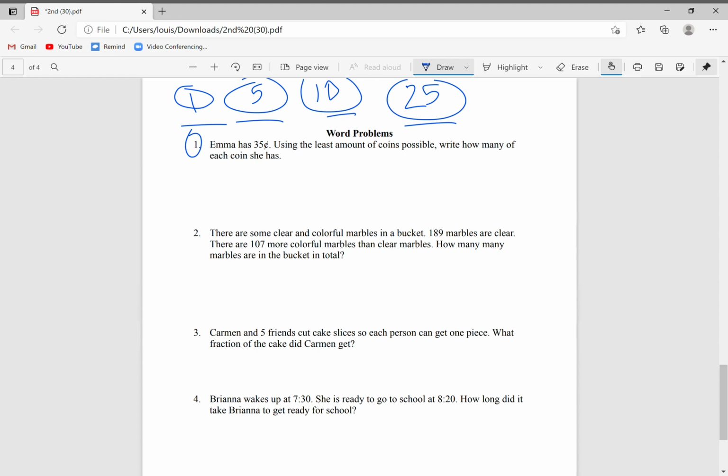she has. Now, if you're not reading the problem correctly, you might be thinking that there's almost an infinite number of combinations that she can do. There can be 35 pennies, or there can be 7 fives. However, when we look at the problem, it's asking us to use the least amount of coins possible. So we don't want 35 pennies because that would be the most amount of coins. Instead, we want the least amount of coins that will add up to 35 cents.